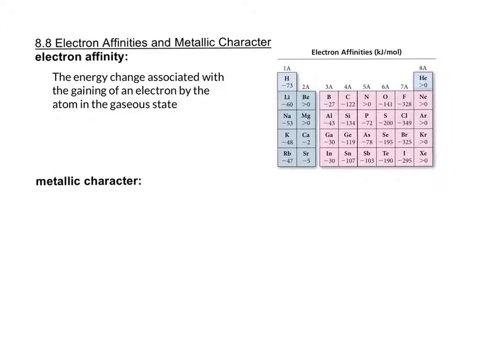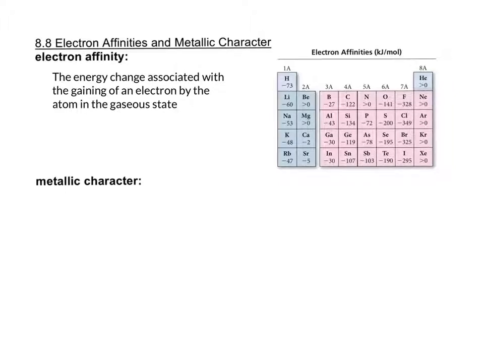So generally, as we go down a group, it either becomes less negative or more positive in the case of metals that don't want to accept electrons, or as you go across the periodic table from left to right, as you get more toward the right side, you get more negative electron affinities.